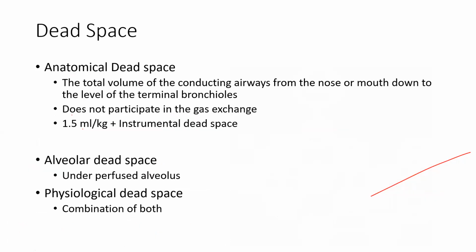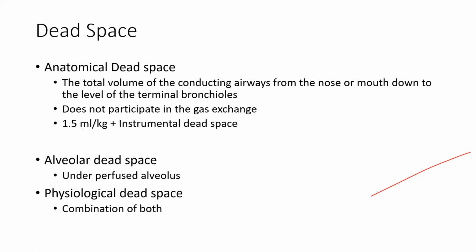Next concept I want you to quickly understand is dead space. The two types of dead space are anatomical dead space and alveolar dead space. Anatomical dead space is the total volume of the conducting airways from the nose or mouth down to the level of the terminal bronchioles. This part of the airway is not available for gas exchange. So it is important for us to know how much dead space is there. Roughly 1.5 ml per kilo of whatever we are giving to the baby is not actually reaching the alveoli. It's only in the dead space.